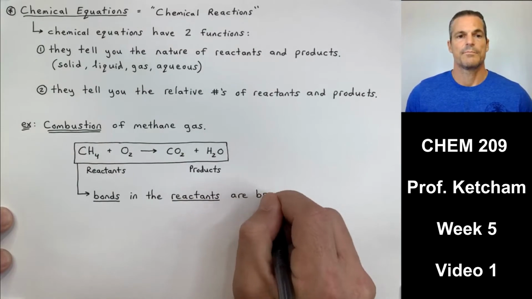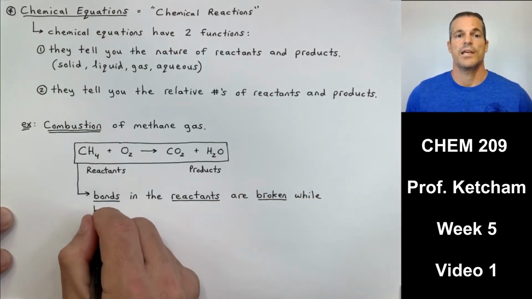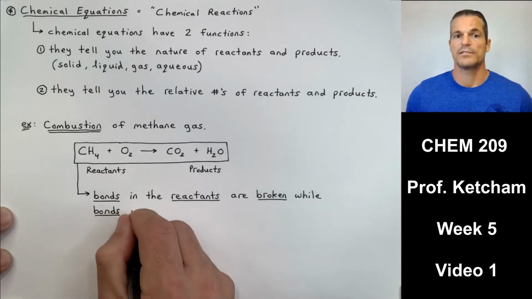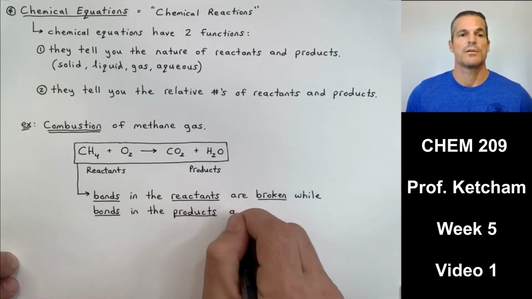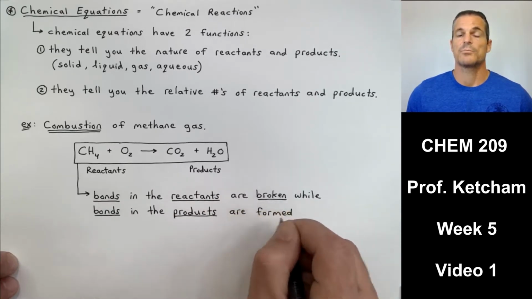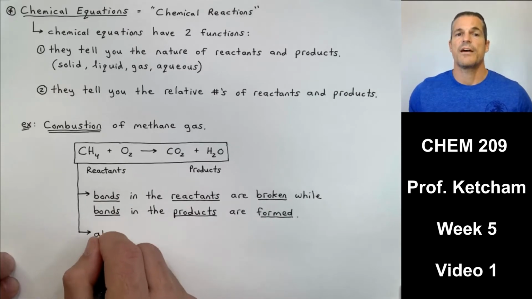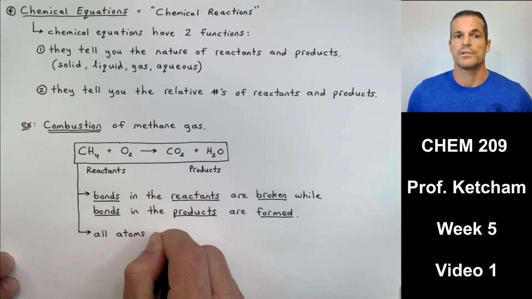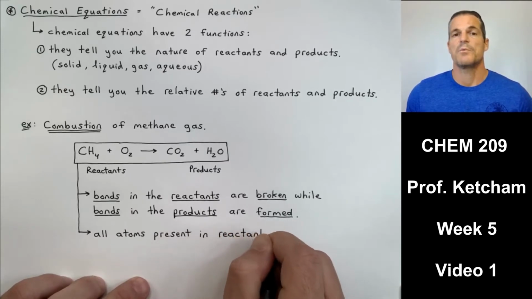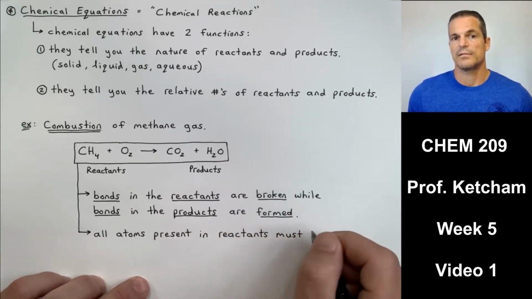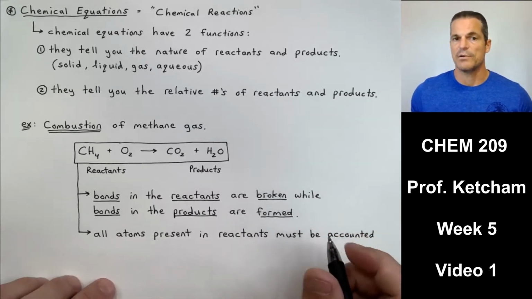Now, we have to break the bonds in the reactants and we have to form bonds in the products. And this involves changes in energy. So it says bonds in the reactants are broken and then they're rearranged, and then we have bonds in the products being formed. You'll notice that the number of atoms on the left and the number of atoms on the right, the number and types, they all have to be accounted for.